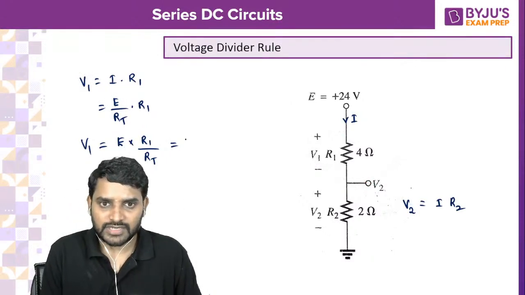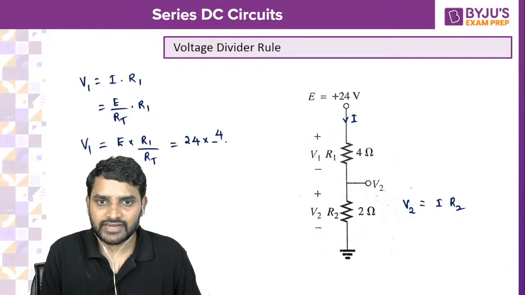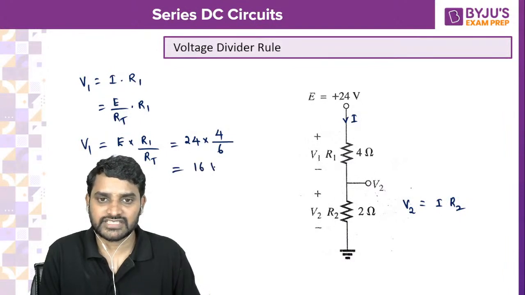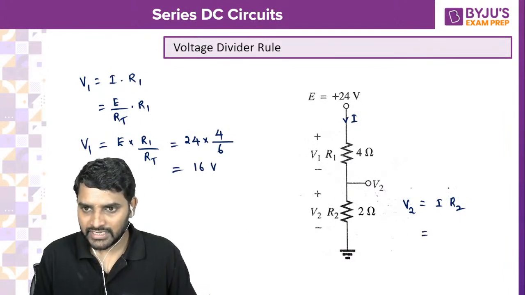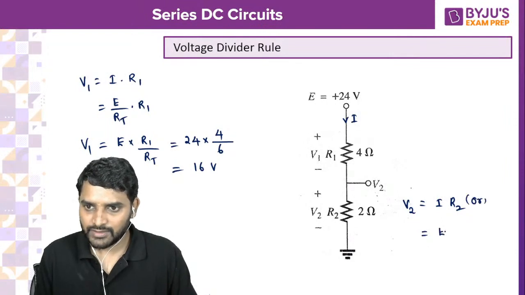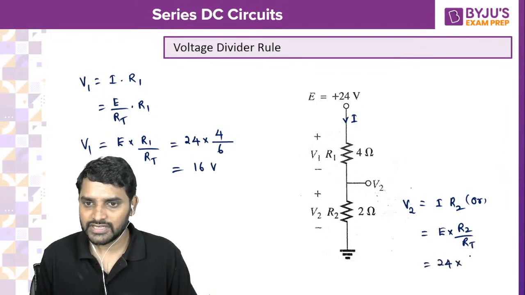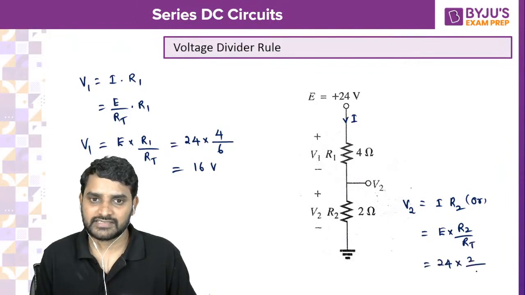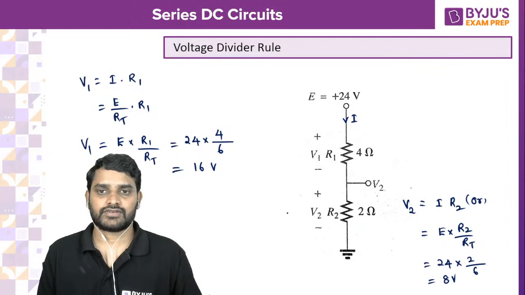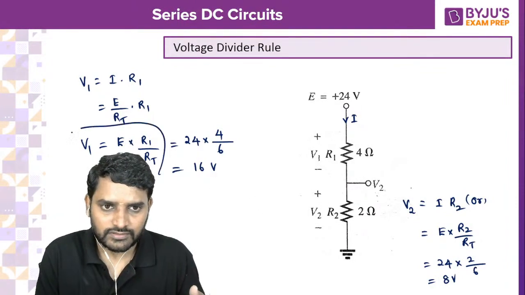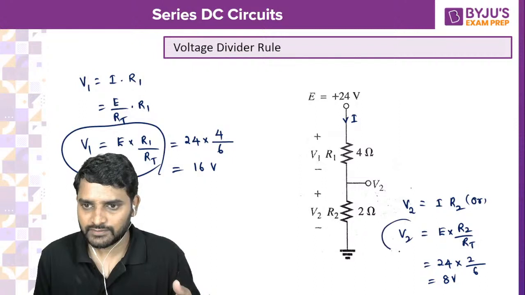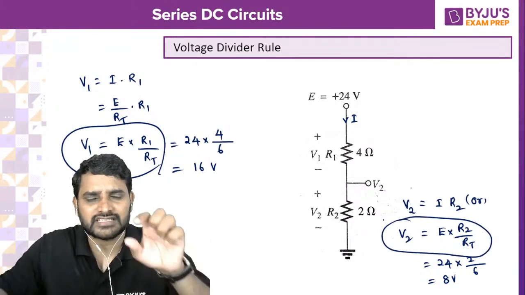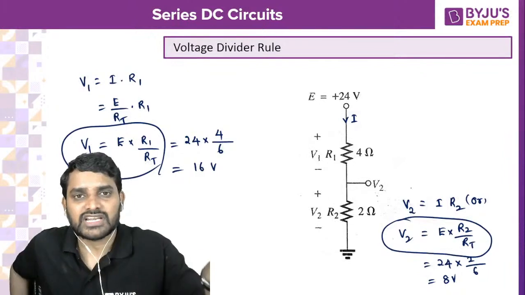Otherwise you can do supply voltage 24 into 4 divided by total resistance 4 plus 2, which is 6. 6 4s are 24, 4 4s are 16. You get the same. Similarly here, supply voltage 24 into resistance R2, which is 2, divided by RT, 6, and you get 8 volts. So this is the voltage division rule. Let it be any number of resistances: supply voltage into that resistance divided by total resistance.